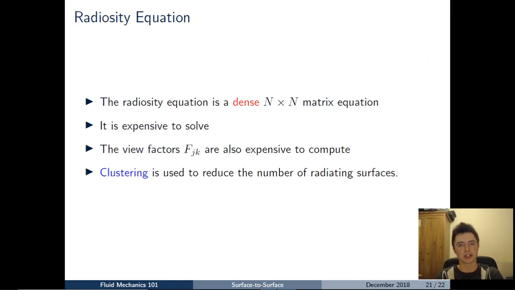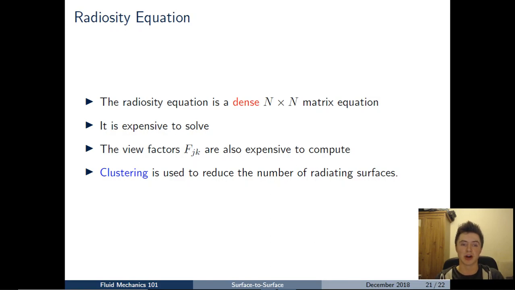So just a few points before we wrap up. It's worth noting that the radiosity equation is a dense matrix equation, so we have non-zero coefficients for all of the terms in the matrix. That's because the radiation incident on a single boundary cell in the mesh comes from all of the other cells in the mesh. This is different to conduction and convection, which only depend on the cells that neighbour that individual cell. So the CFD equations are sparse and easy to solve, whereas the radiosity equation is a dense matrix equation and is a lot more expensive to solve.